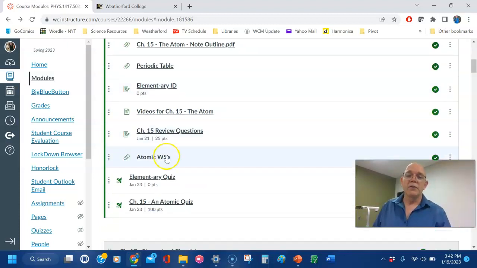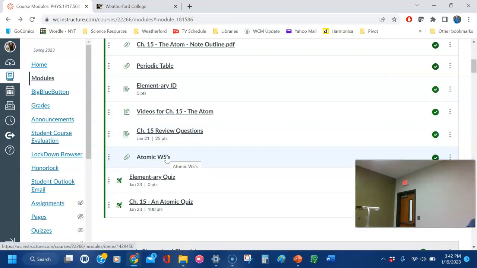Okay, and there's also an atomic worksheet. This is just a chance to practice some problems. It should look something like this. It has where you put the electrons, protons, neutrons, that kind of thing, the charge, and then you draw pictures of them. It's just making sure you understand the basic atomic structure we're talking about. It will not be for a grade.